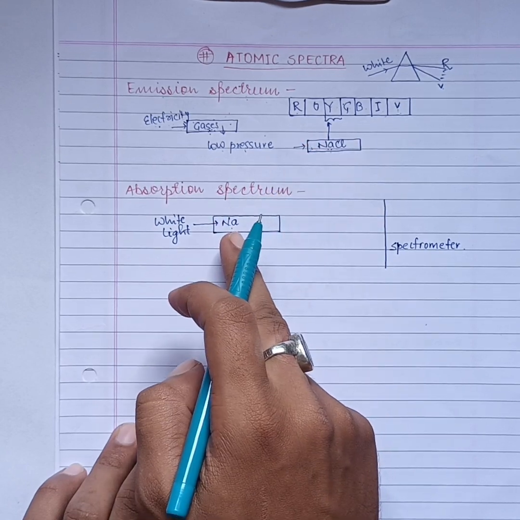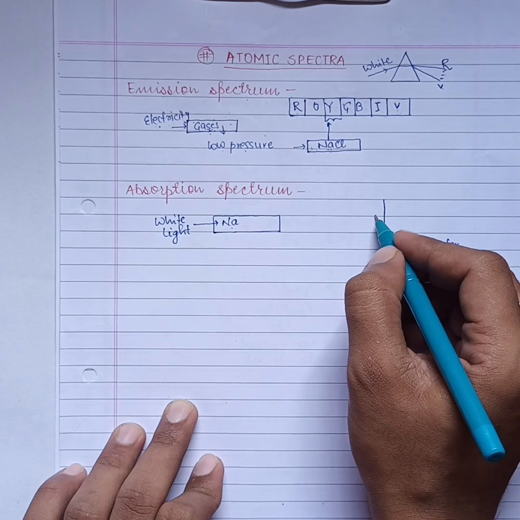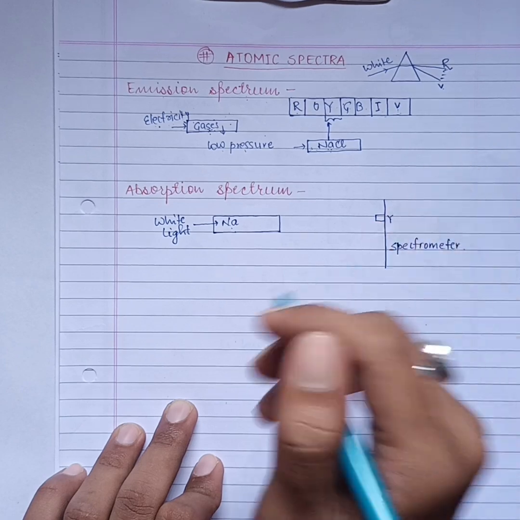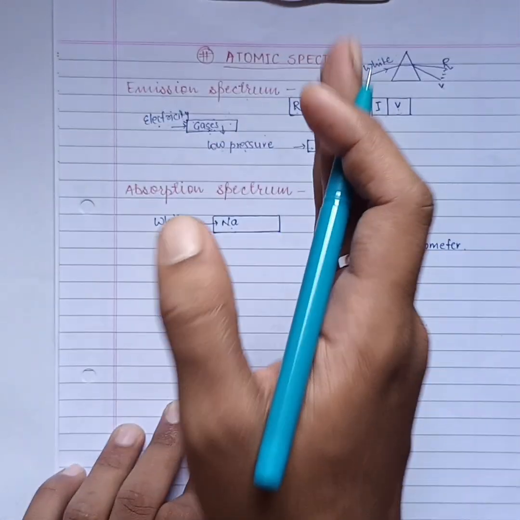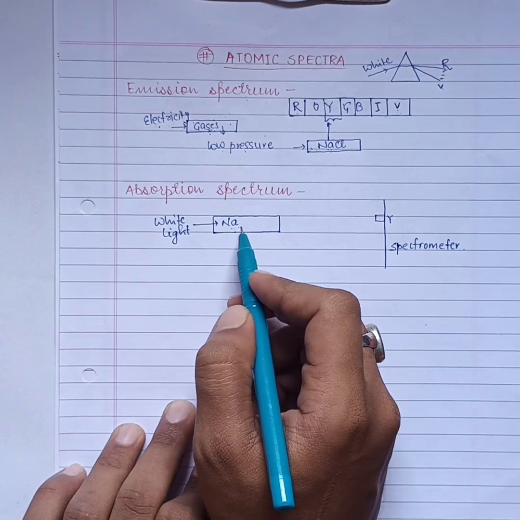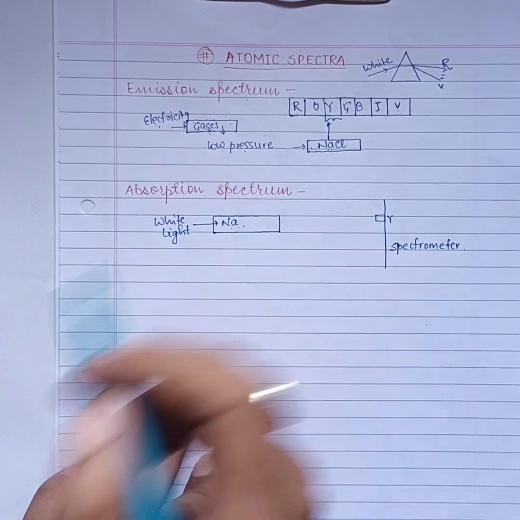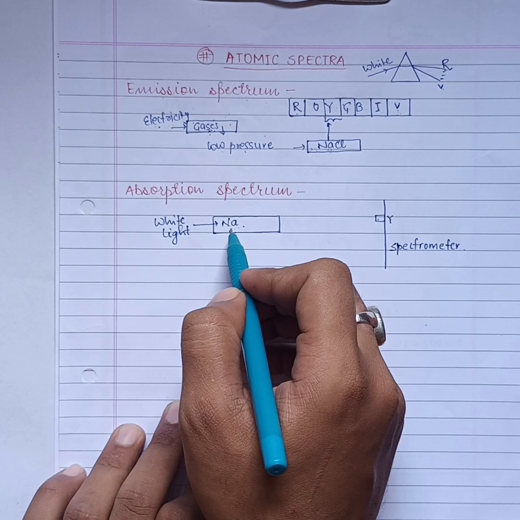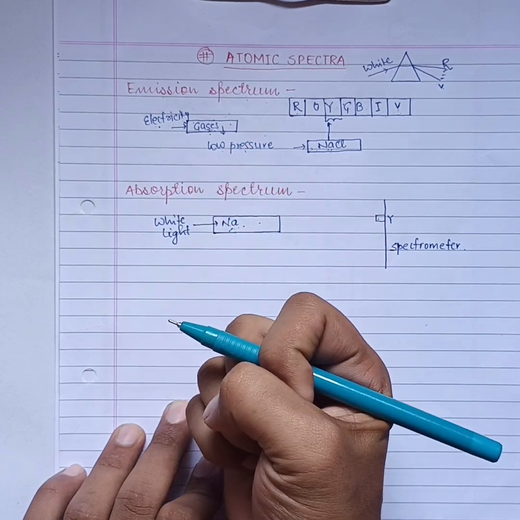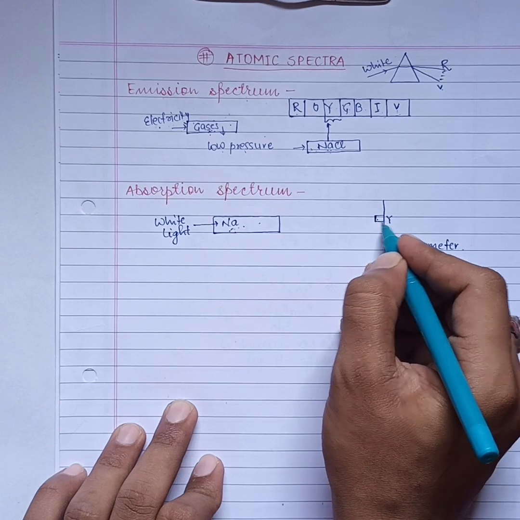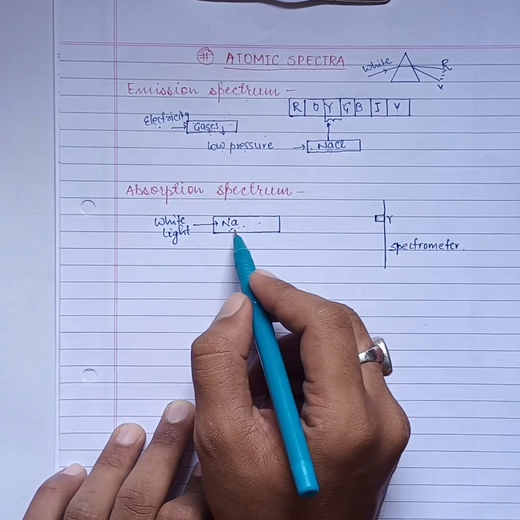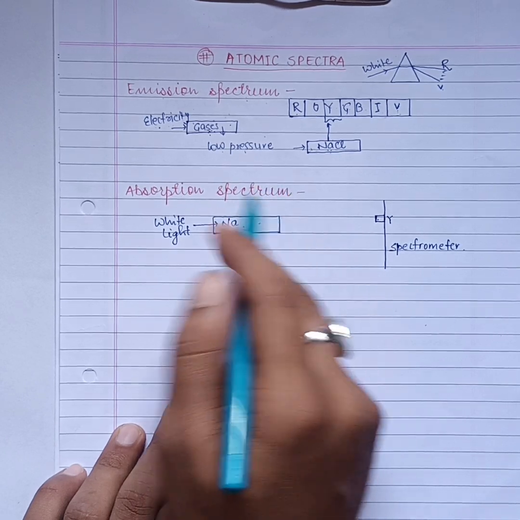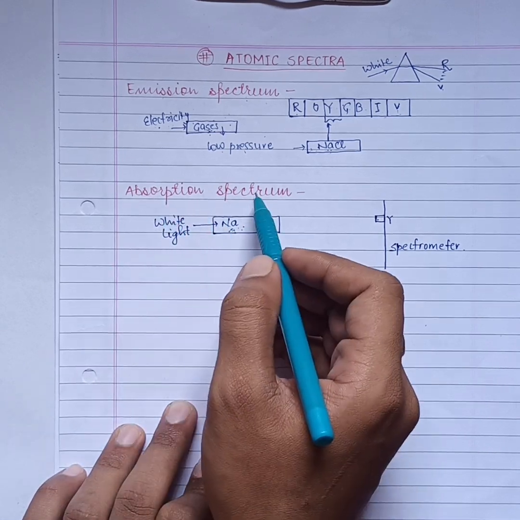But when the sodium was there, in the yellow part we were getting a black line. This black line shows that the yellow part was not able to pass through. It means the sodium gas in this tube is absorbing the yellow light, and that yellow part shows a dark line. Since the sodium gas is absorbing the yellow light, this kind of spectrum is considered an absorption spectrum.